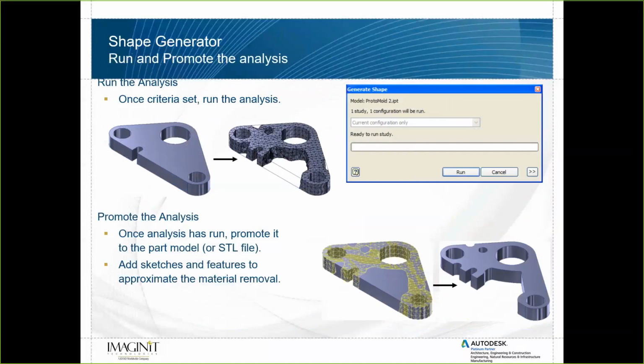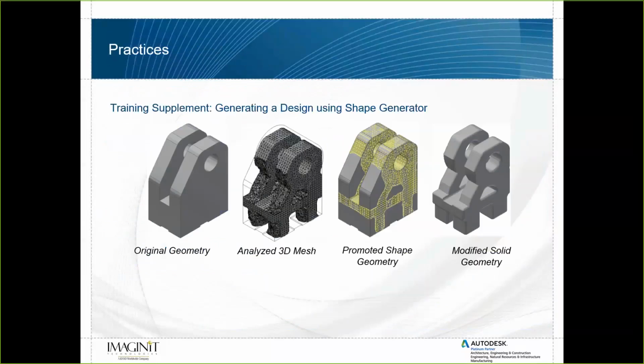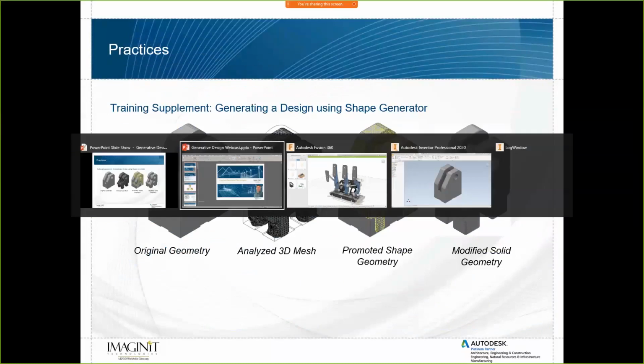But if you just promote it into your part model, you'll see this yellowish mesh as a surface overlaying on top of your part. At that point, you simply have to add sketches and create features to remove the material where you don't have the yellow mesh, essentially. So I'm going to go through a little bit of a supplement here to show some geometry, a mesh, the promoted shape, and then the modified solid geometry. I'm going to jump over to Inventor.